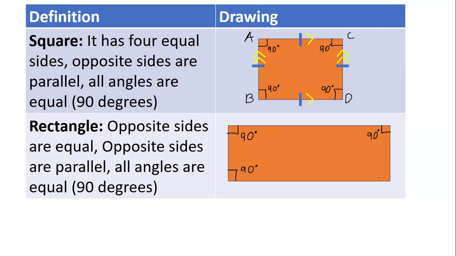So all angles equal 90 degrees. All right, all angles measure 90.